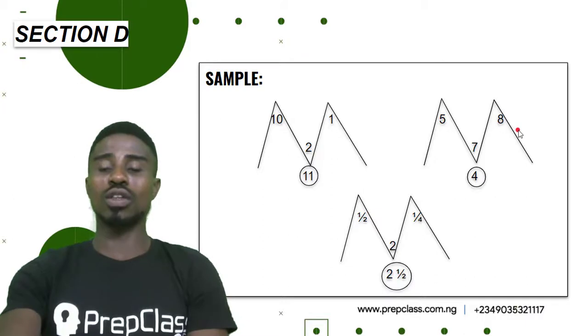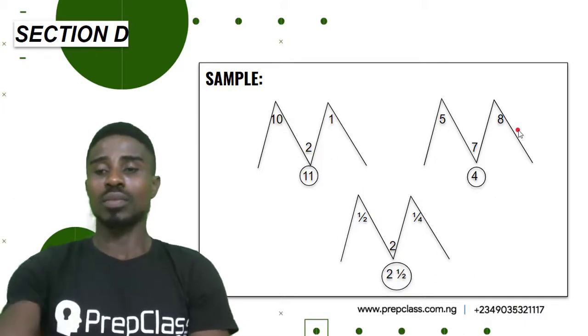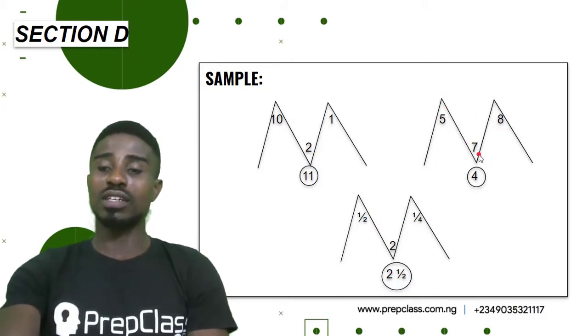Let's try it with other samples. So 5 plus 7 is 12. 12 minus 8 is 4. And that looks correct.